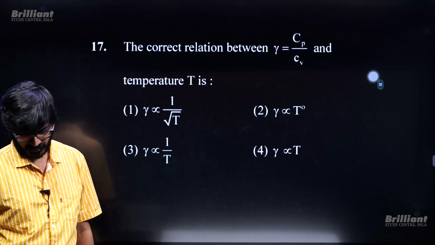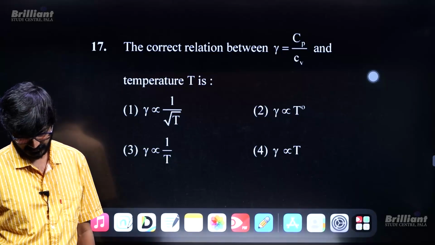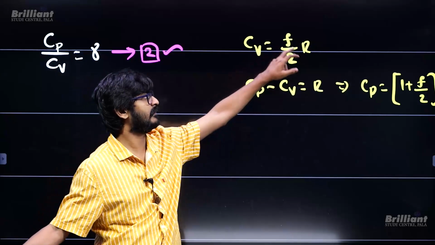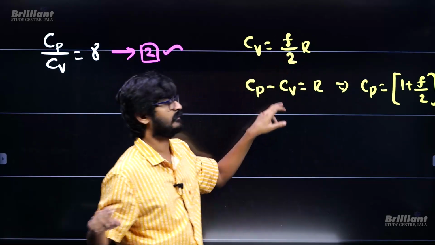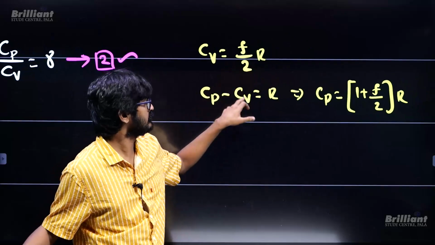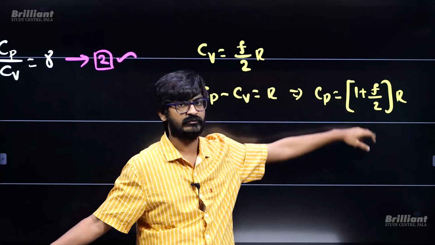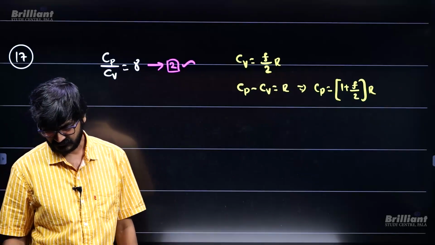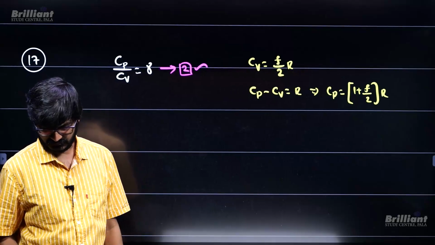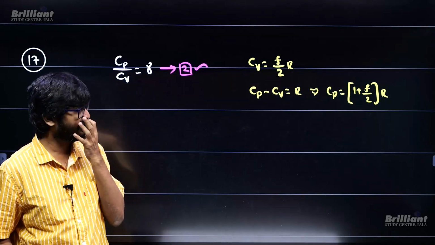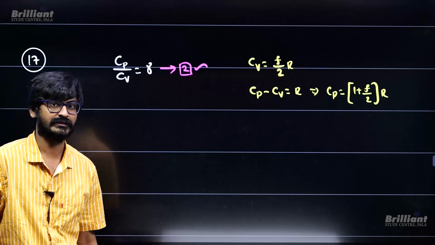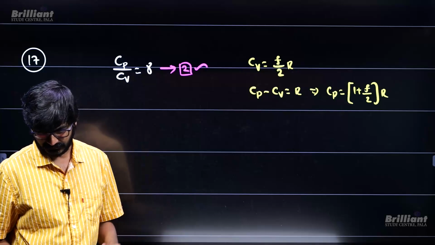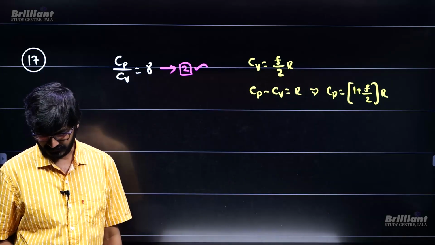So, gamma dependency on temperature. Cp by Cv is gamma. What about Cv? Cv is F by 2 R, where F is the degrees of freedom. You know Cp minus Cv is R. When you substitute Cv as F by 2 R, gamma will be 1 plus 2 by F. So gamma value depends on degrees of freedom. We don't know the exact dependency on temperature. When we go to low temperature, the degrees of freedom are fixed, so it doesn't depend on the temperature.